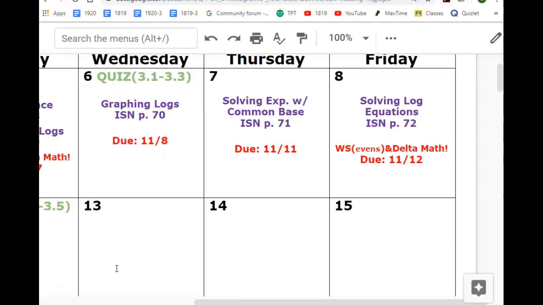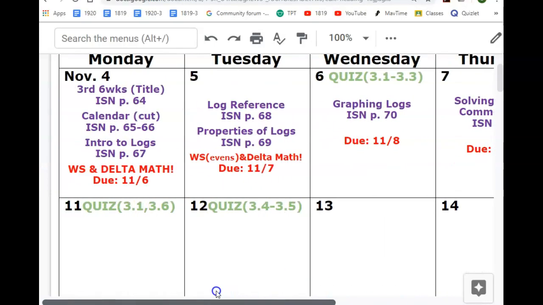You have quizzes Monday and Tuesday if you want to write those on your calendar. On Monday, your quiz is over 3.1 and 3.6. That's the graphing of exponentials and graphing of logs. And then on Tuesday, you have a quiz over 3.4 and 3.5, which is the beginning stuff on logs. All right. So if you want to write that down real quick, I'll let you. Remember, the calendar will always be available on Google Classroom as well.